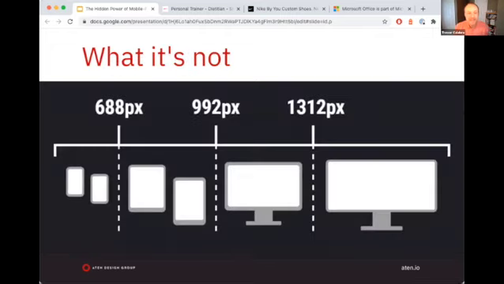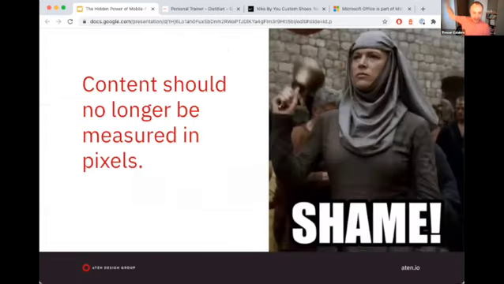Here's what it's not. So I'm not going to be talking to you about breakpoints today. If you anticipated me talking to you about breakpoints, then I just want to say shame, ding, shame, ding. This is a dated reference already from Game of Thrones, ding, right? Content should no longer be measured in pixels. I want you to internalize this idea. If you're still thinking about the web in pixels, I hope to challenge that idea today. I hope to change your mind.